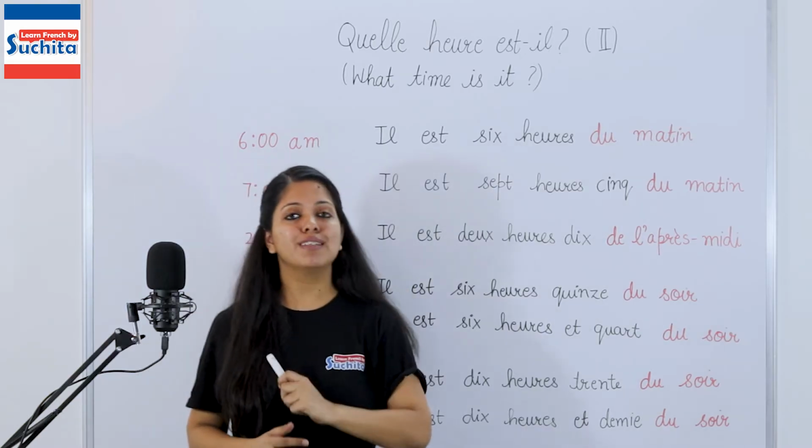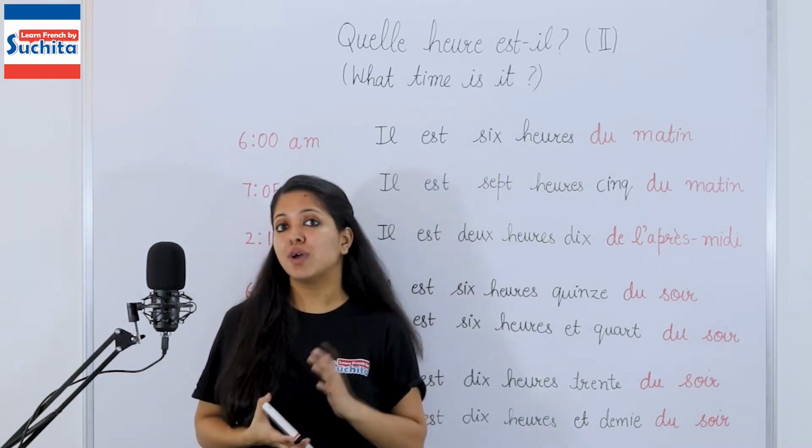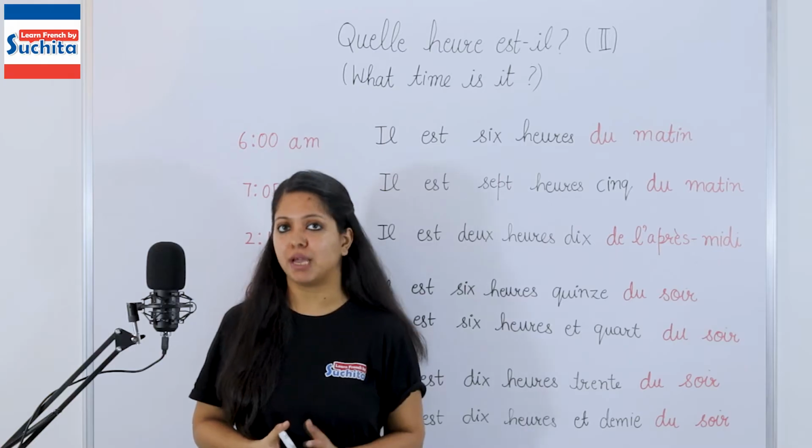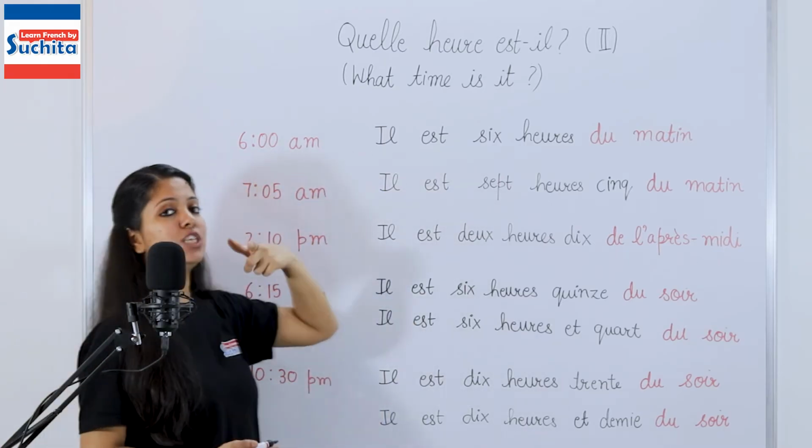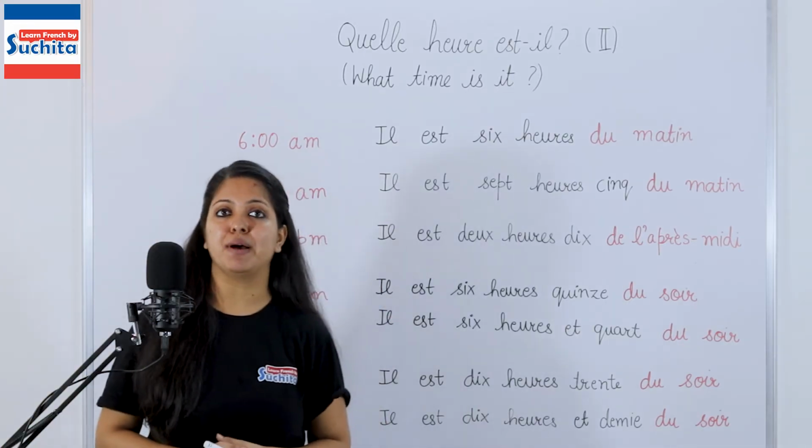Yeah. So now let's learn how do you use a 12-hour format. How do you say AM and PM? So il est, first we need to say it is 6 AM.